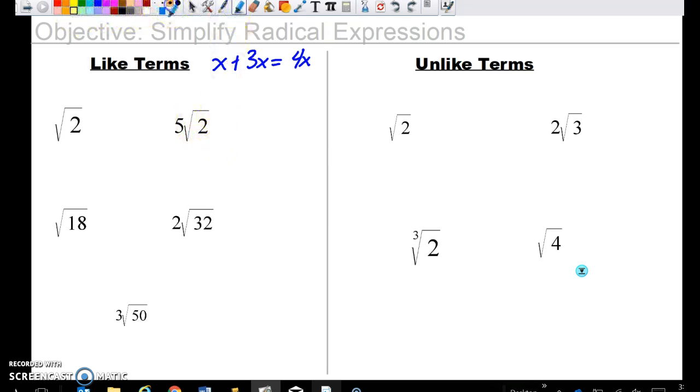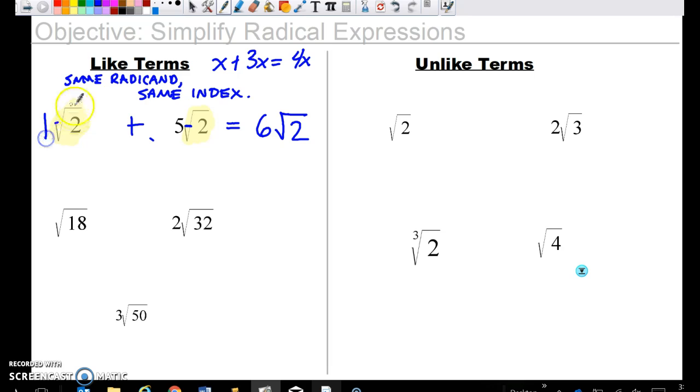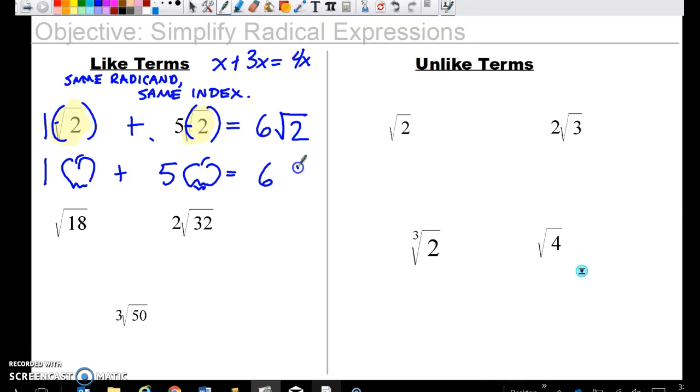For example, I just highlighted one of them. Square root of 2 and this square root of 2 are like terms because they have the same index, same radicand. So like terms in terms of what we're doing now have the same radicand, same index. Index is 2. Radicand is 2. They're like terms. If I add those together, the square root of 2 plus 5 square roots of 2 would be 6 square roots of 2. Because you have 1 of something plus 5 of something equals 6 times square root of 2. It's like having 1 apple, blue apple looks like, plus 5 apples, more like a pumpkin, I guess, equals 6 apples.